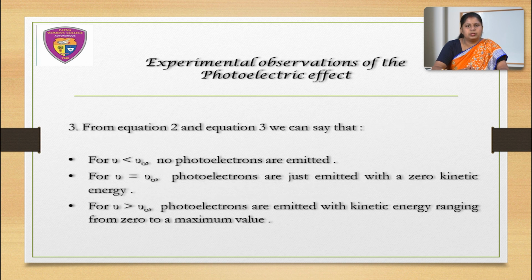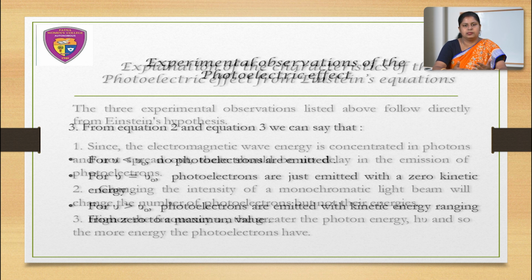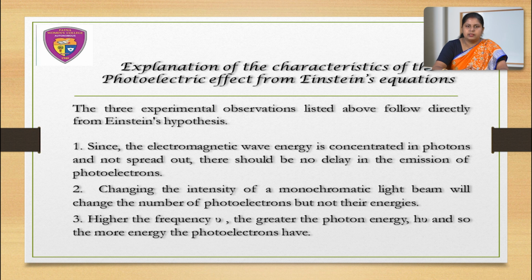Now, looking at equation 2 and equation 3, we can conclude that when the frequency of incident photon is less than the threshold frequency, that is, for nu smaller than nu naught, no photoelectrons are emitted. For nu equal to nu naught, photoelectrons are just emitted with zero kinetic energy. For nu greater than nu naught, photoelectrons are emitted with kinetic energy ranging from 0 to a maximum value. For nu greater than nu naught, if the intensity of incident light is increased, the number of photoelectrons emitted per second will increase.